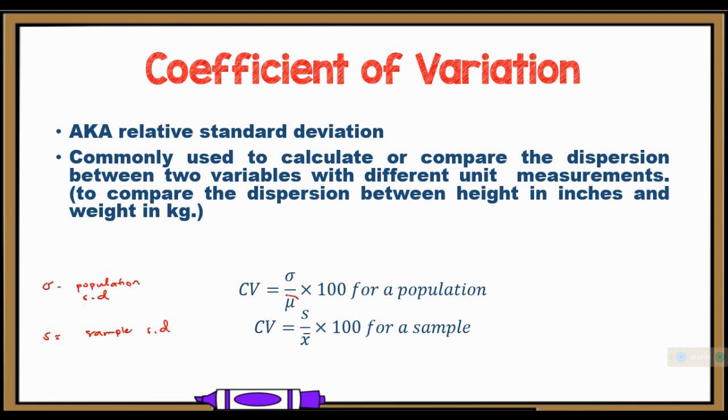Now, for this other Greek letter, mu, this is the population mean. And for this notation, this is the sample mean. I know you're already familiar with this, but in case may nakalimot sa inyo, ayan, mare-remind kayo.